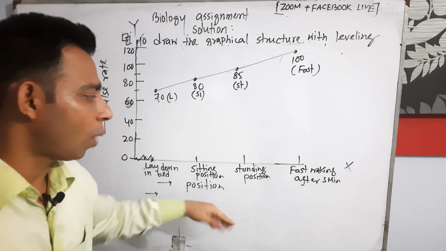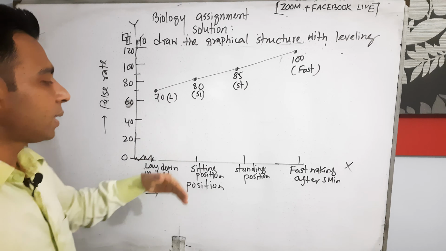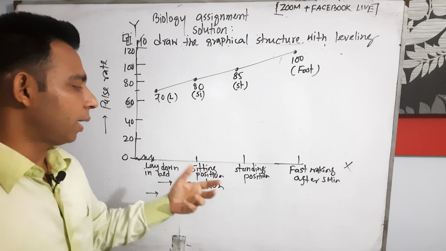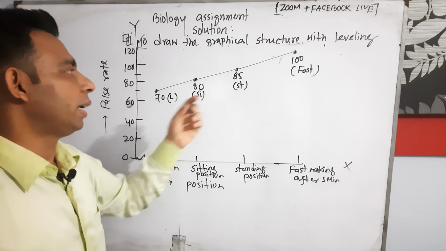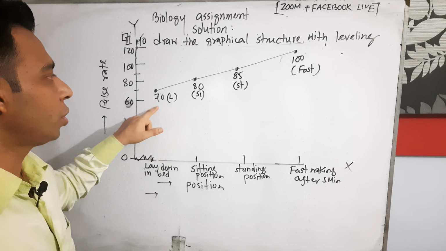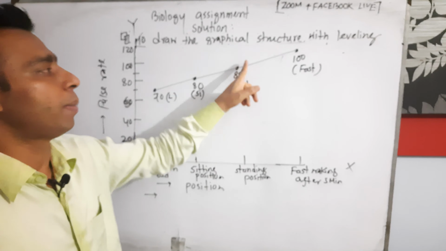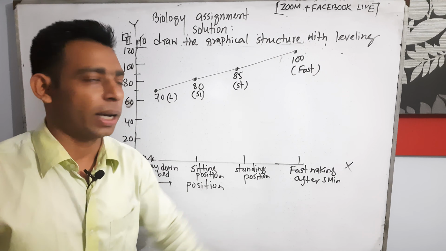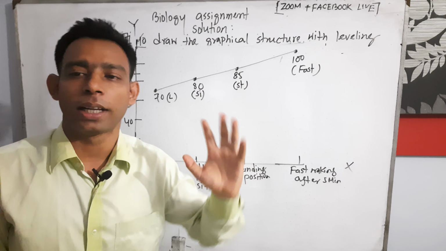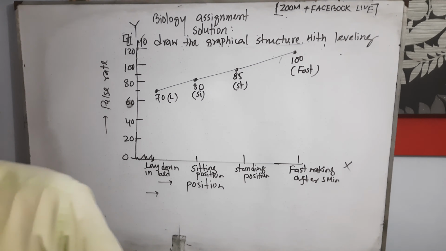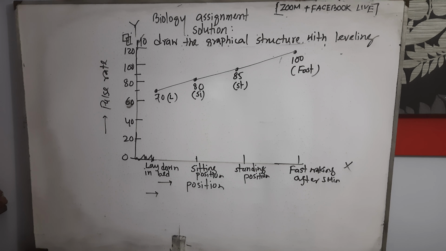And below, what will we write? In the previous figure, we know about the position and pulse rate. Here to level the mentioning part: the laying position 70, sitting position 80, standing position 85, and fast walking after 5 minutes is 100. Likewise, in this way you can complete the C number question. So now it is the time to know about the D number question. So what will we write about the D number question?